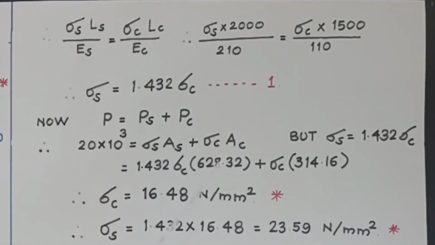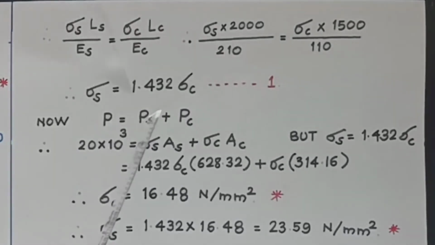Mind well, in this case sigma S is not equal to m times sigma C. So that m is not at all useful because the lengths are different here. Okay, that is possible when the lengths of all materials are same. So this is important. Now second principle, the load will be shared by the two materials.